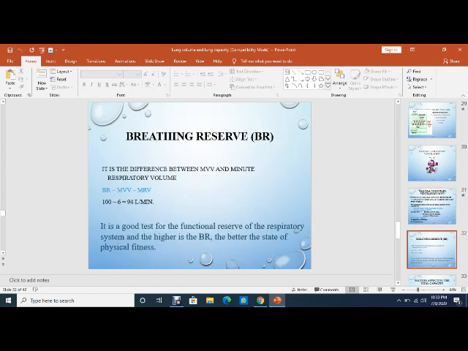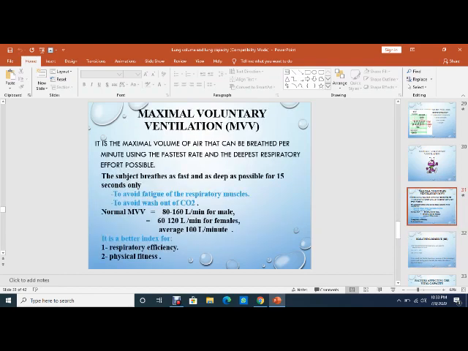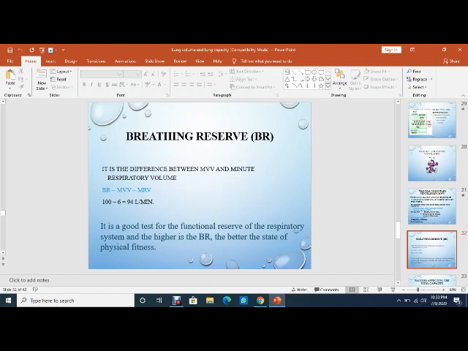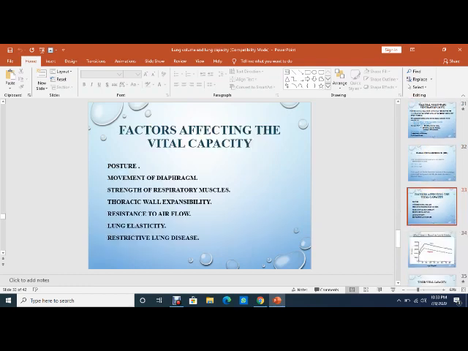Breathing reserve is the difference between maximum voluntary ventilation and minute respiratory volume: 100 minus 6 is 94 liters per minute. It is a good test for the functional reserve of the respiratory system, and the higher the breathing reserve, the better the state of physical fitness. Factors affecting the vital capacity.